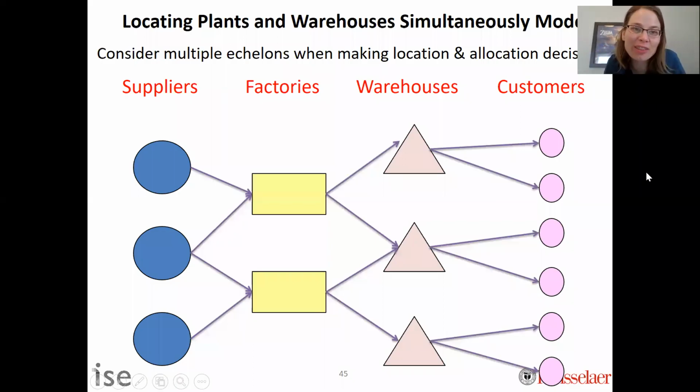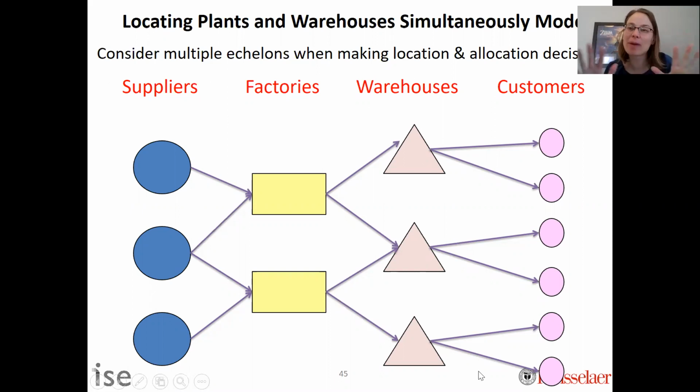So in this video, we're going to think about multiple echelons in a supply chain and determining the network not just for one echelon, but two echelons. In this example, we're going to think about locating both factories and warehouses. And so we're going to figure out where both the yellow boxes and the triangles are.